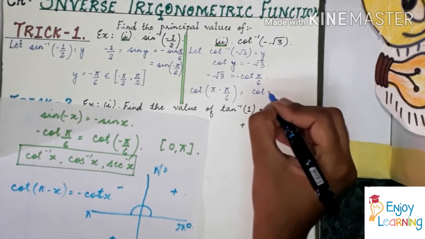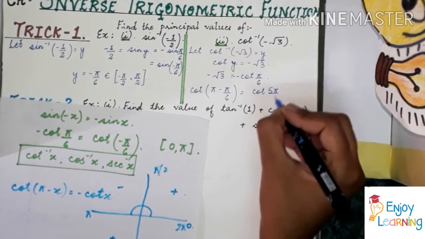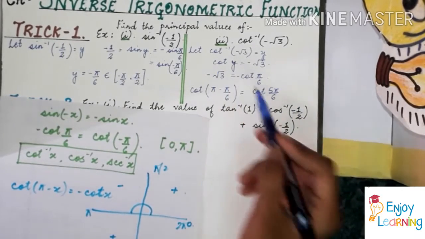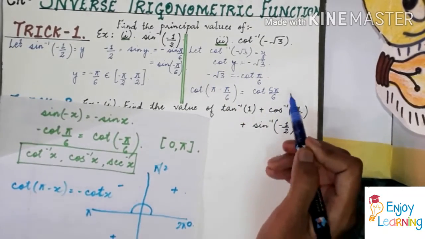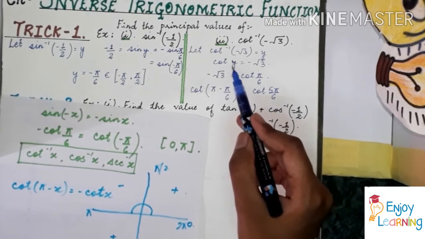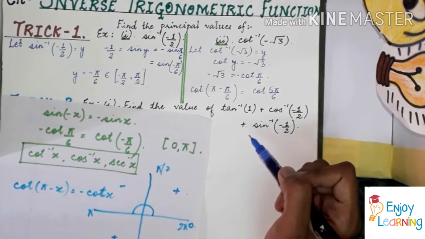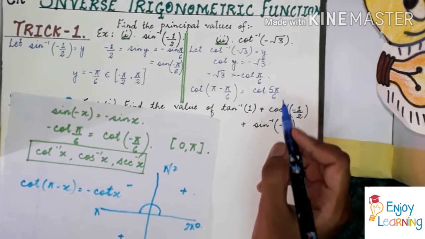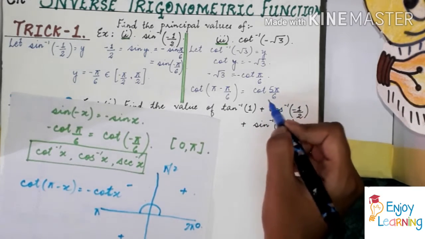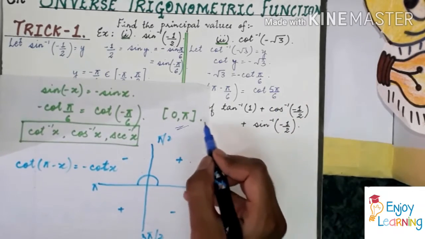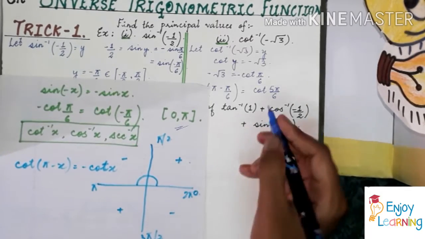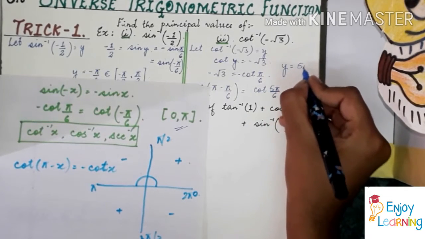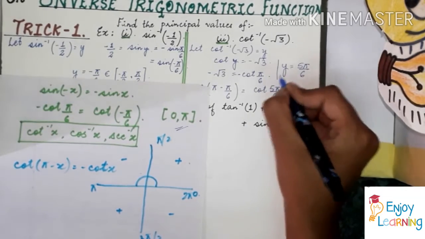What are you getting here? It is 5 pi by 6. So again you can say that cot y is equal to cot 5 pi by 6, which means y is equal to 5 pi by 6. But first you have to check what? The principal value branch. Whether this value lies in the principal value branch or not. So it does lie. That's why you can say that y is equal to 5 pi by 6.